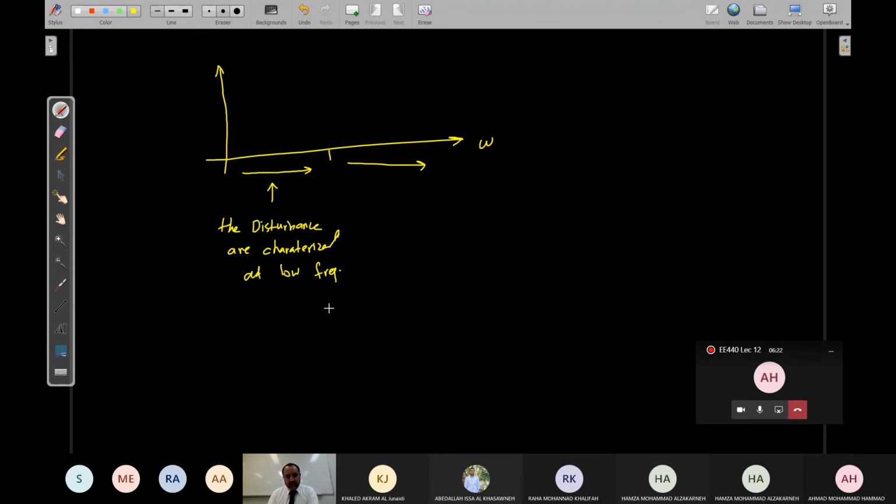So sometimes for your application, low frequencies can be 1 hertz. Sometimes it can be 50 hertz. So this depends on the application. Let's assume this is omega naught. A good example for this disturbance: the wind direction or speed.